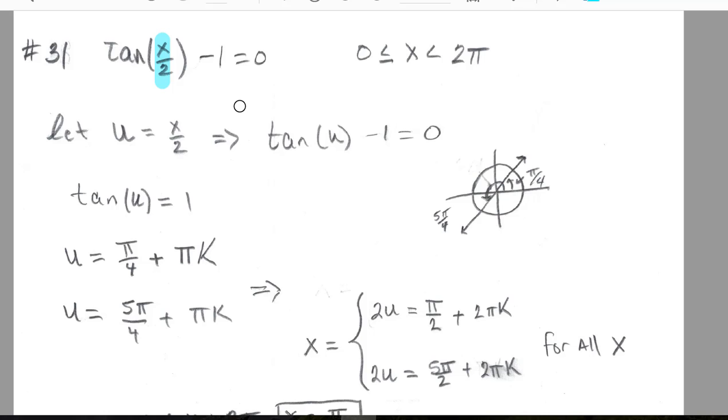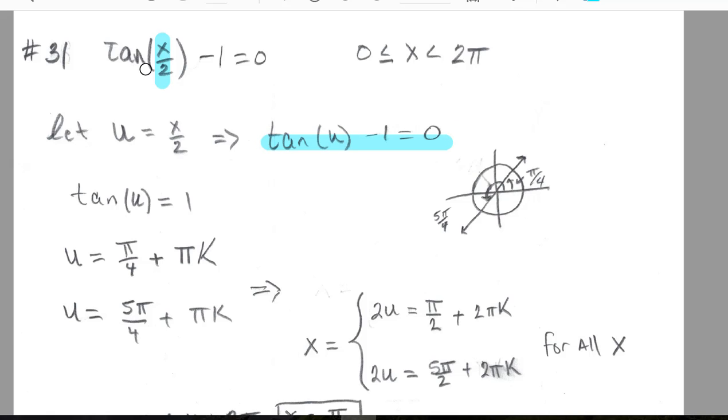The way some people would approach this problem would be to convert tangent of x over 2 into the half angle formula that we learned earlier in the semester. But to be honest with you, that would take a lot more work than what we really need to do. So what we're going to do is make a substitution. Instead of talking about tangent of x over 2 minus 1 equals 0, we're going to talk about tangent of u minus 1 equals 0.